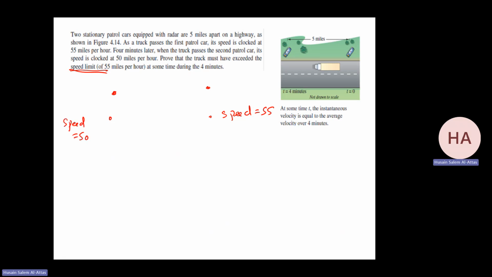Okay, but let me tell you this. This distance is 5, and if this happened at t equals 0, this happened at t equals 4 minutes. So it's going from this to this, until it reaches this, it takes 4 minutes. But if you notice, the speed is miles per hour, so I need to change this into hours. So this will be 4 over 60, which is 1 over 15 hours.